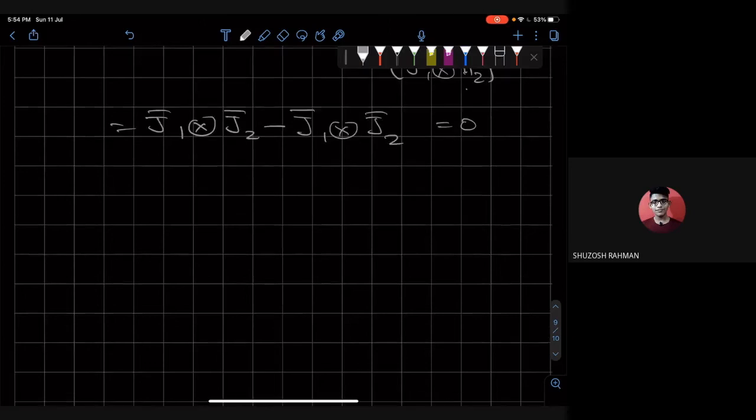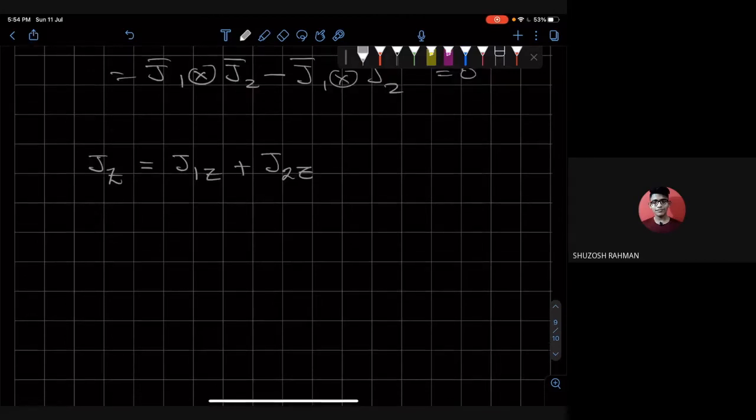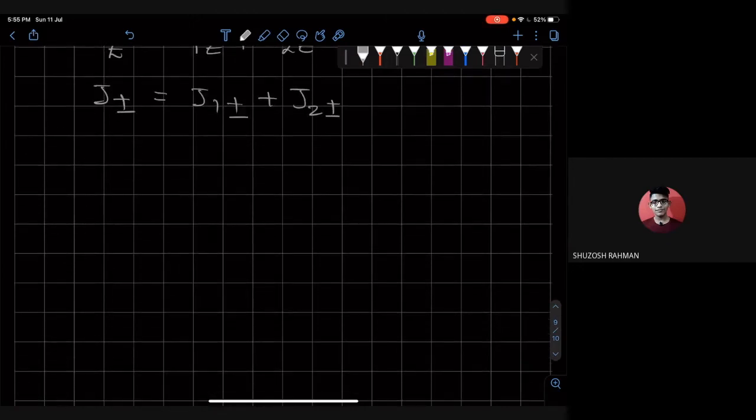All right. So what is JZ? So JZ is J1Z plus J2Z. Let me not use the brackets. I'm going to not write the tensor product anymore. And then J plus minus will be similarly J1 plus minus plus J2 plus minus. Okay, so these are the operators.